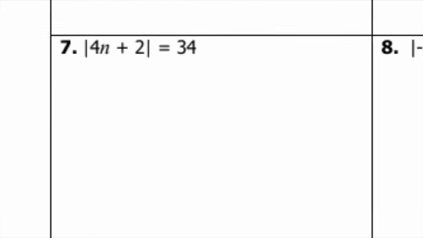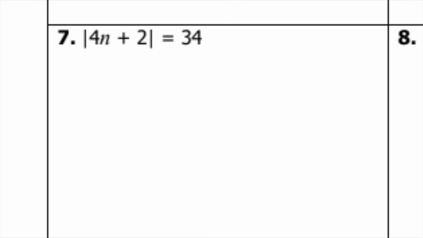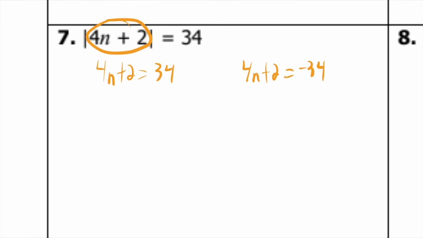On to number 7 here, we have the absolute value of 4n plus 2 equals 34. So the absolute value is still isolated, nothing outside the absolute value there that is doing anything. So we have 4n plus 2. Let me rewrite that n, it didn't write very well, equals 34. And then the other equation, 4n plus 2 equals -34, because once again we're saying that this 4n plus 2 is 34 from 0, and for that to be the case, 4n plus 2 is either 34 or -34.